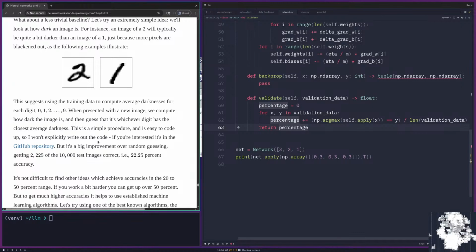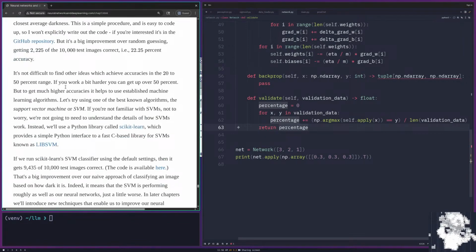But it's a big improvement over random guessing, getting 2,225 out of the 10,000 test images correct, i.e. 22.25% accuracy. It's not difficult to find other ideas which achieve accuracies in the 20 to 50% range. If you work a bit harder, you can get up over 50%. But to get much higher accuracies, it helps to use established machine learning algorithms.